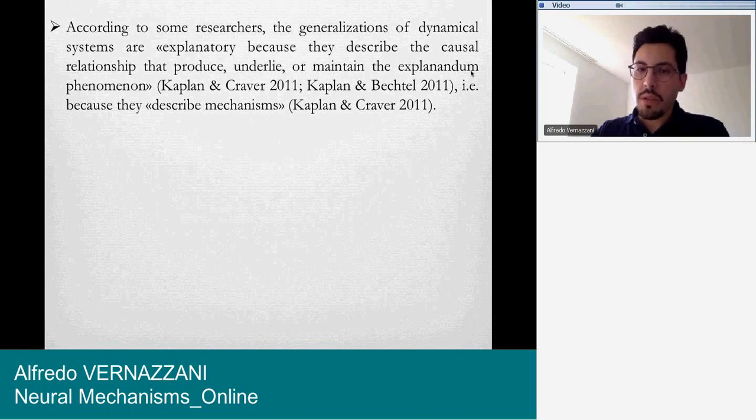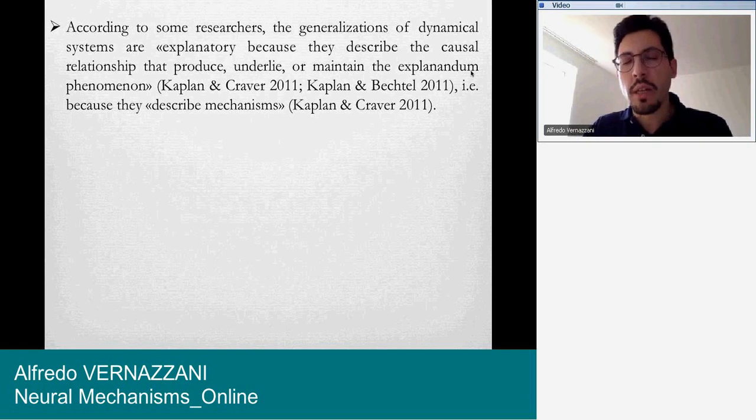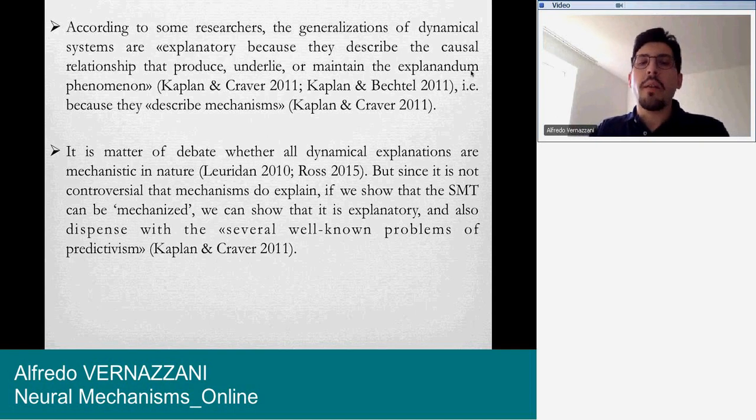According to some researchers, generalizations of dynamical systems are explanatory because they describe the causal relationships that produce, underlie, or maintain the explanandum phenomenon. This is Kaplan and Craver, and Kaplan and Bechtel, because basically they describe mechanisms. So when we identify a regularity, that regularity might play an explanatory role because it is precisely generated by an underlying mechanism, and that's why we can regard it as explanatory. As I said, it is a matter of debate whether all dynamical explanations are mechanistic in nature or not.